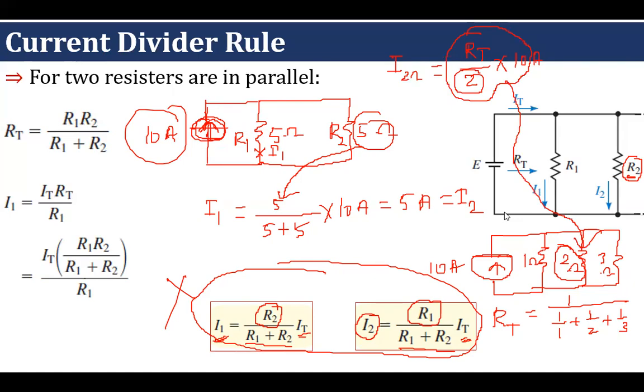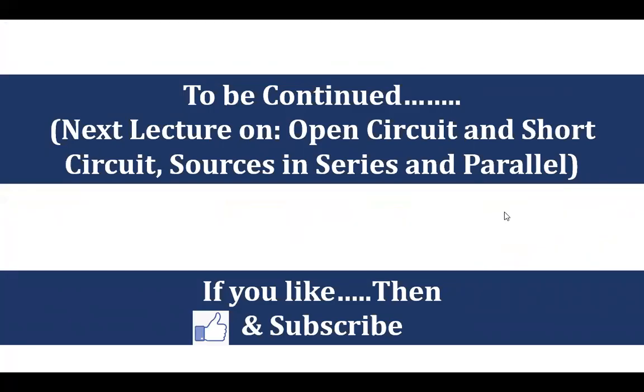So we'll stop over here. In the next class, we shall go through open circuit and short circuit at the same time. We are going to understand what will happen if sources are connected in series and parallel, both voltage source and current source.